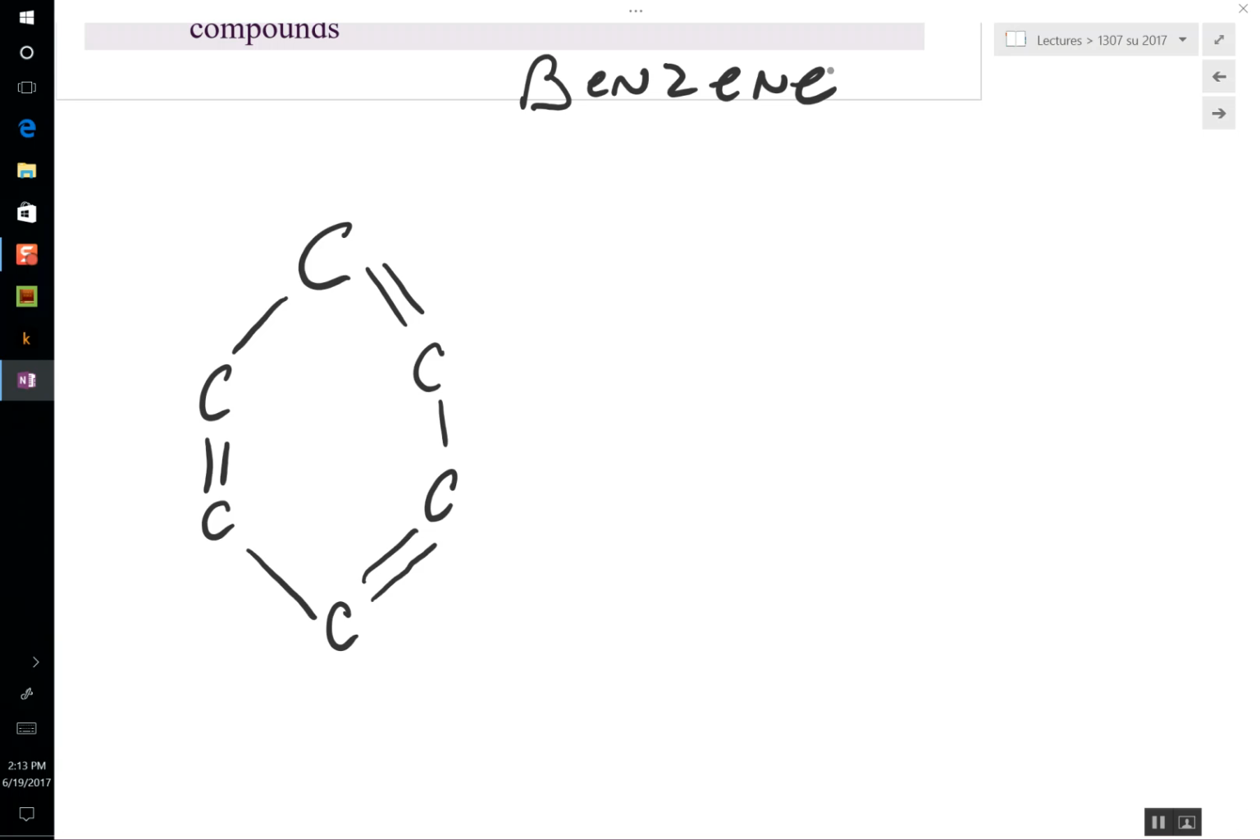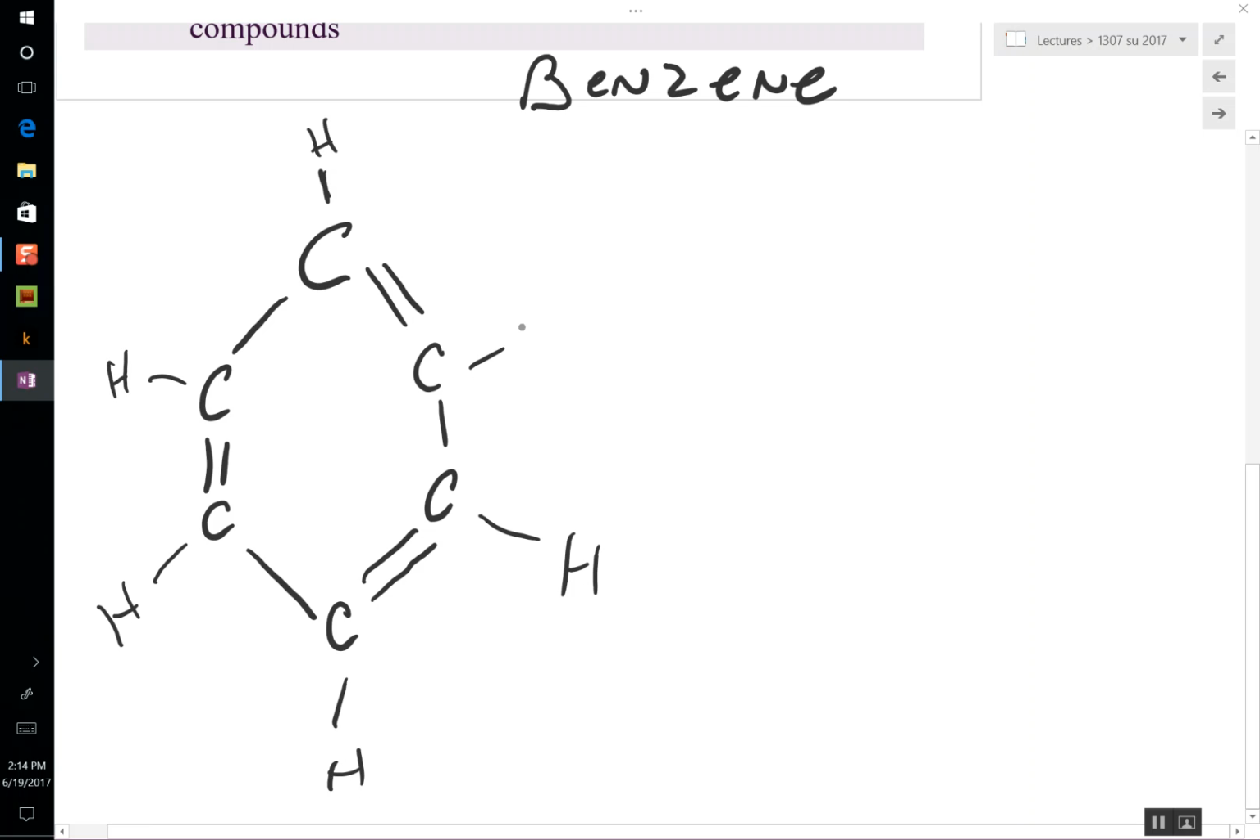Now notice, look at each one of these carbons. I've got 1, 2, 3 bonds around there, so there's only 1 hydrogen there. I'm going to go down to the next one. 1, 2, 3 bonds, there's only 1 hydrogen there. Next carbon, 1, 2, 3 bonds, 1 hydrogen. 3 bonds, 1 hydrogen. All right, each one of these only has 1 hydrogen on it. So the formula here is C6H6. That's the chemical formula of benzene.